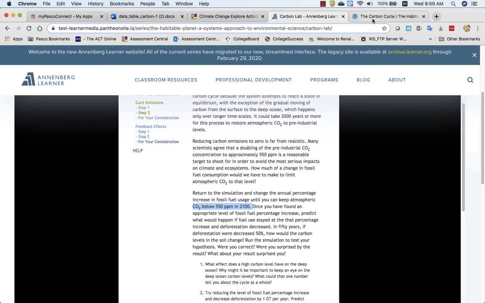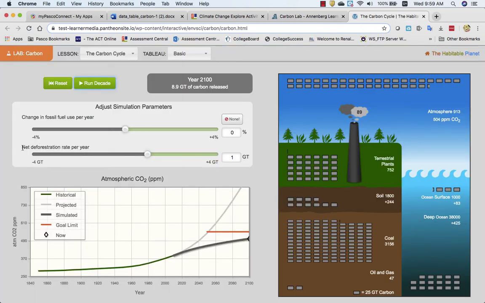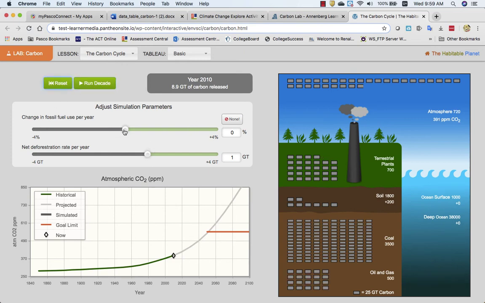The best way to run that simulation is to start playing with this number. So let's just say that 0 is the number. Just to let you know, it's not. But let's just say it is. So I'm going to reset. I'm going to keep this at 0, and right now we use 1 gigaton. There's 1 gigaton of net deforestation that happens. The question is asking, what if we reduce that by 50%? So what's half of 1? We're going to go to 0.5.